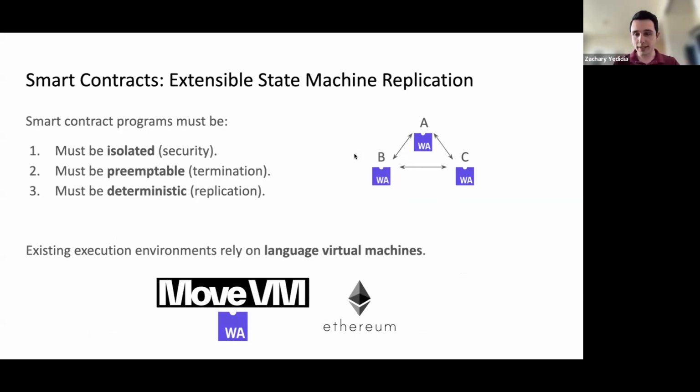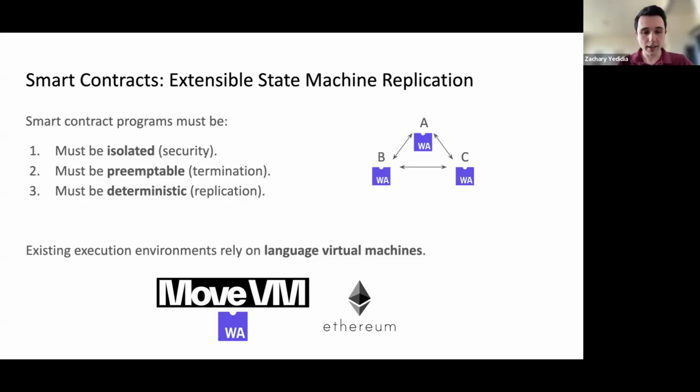Going a bit more into extensible blockchain systems and how smart contracts work, some of the properties we need to enforce with our sandbox when we run smart contract programs are that they're isolated from each other, they're preemptible, so they won't run forever and take over the processor, and they have to be deterministic. Combining these three properties together leads to an interesting systems design question of how to do this well and efficiently.